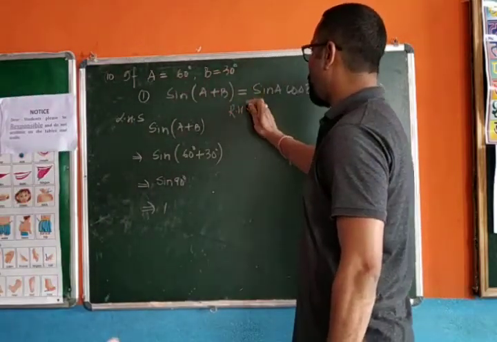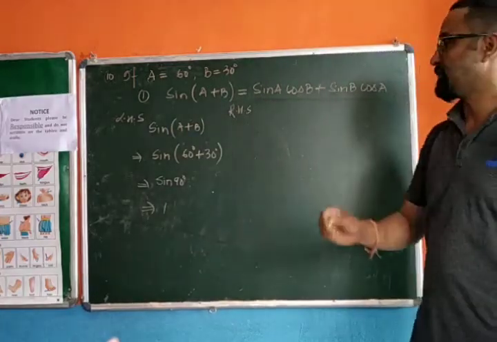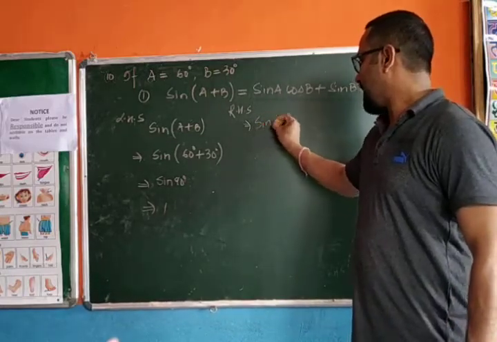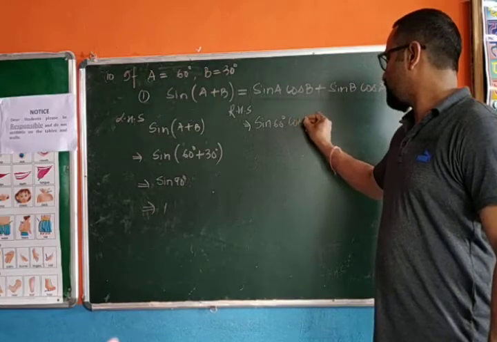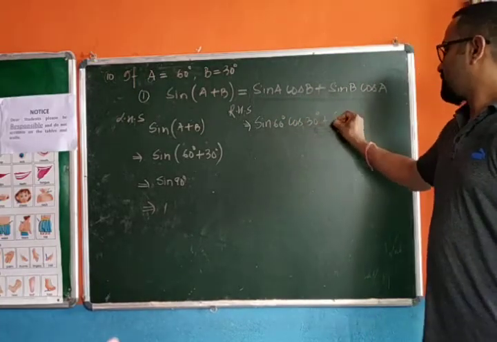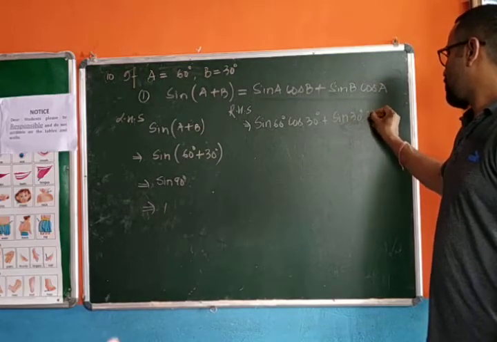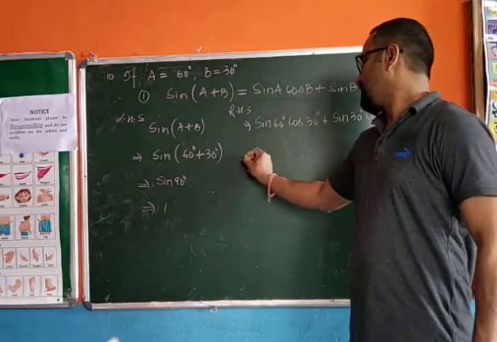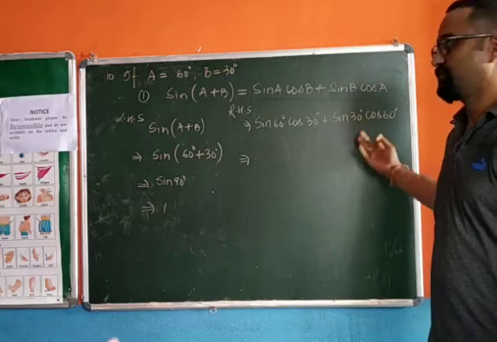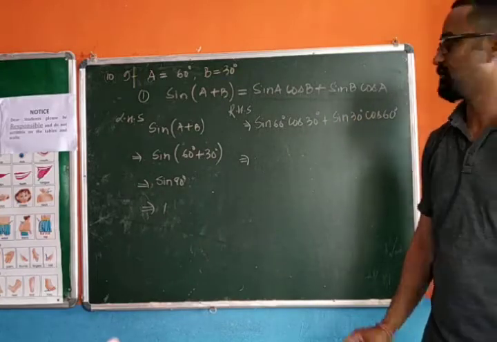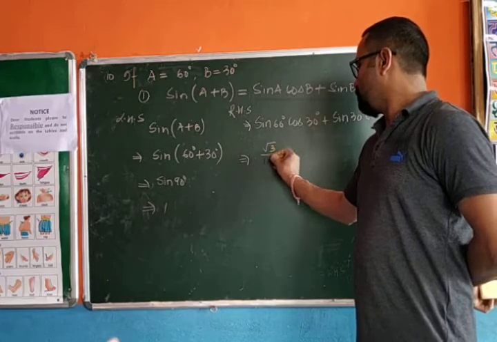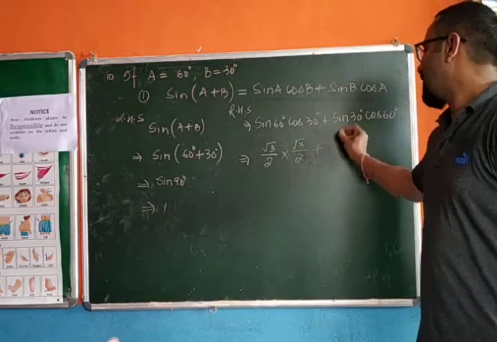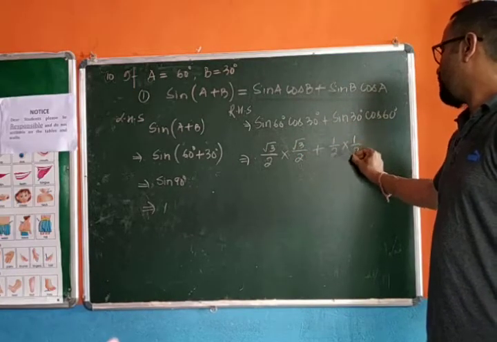This is left hand side. Right hand side, you copy whatever you have on the right hand side. Then substitute the angles. Sine 60, cos 30, sine 30, cos 60, because A is 60, B is 30. Now substitute standard value of each trigonometrical ratios of standard angles. Root 3 upon 2. Cos 30 is again root 3 upon 2. Sine 30 is 1 upon 2. 1 upon 2 cos 60.